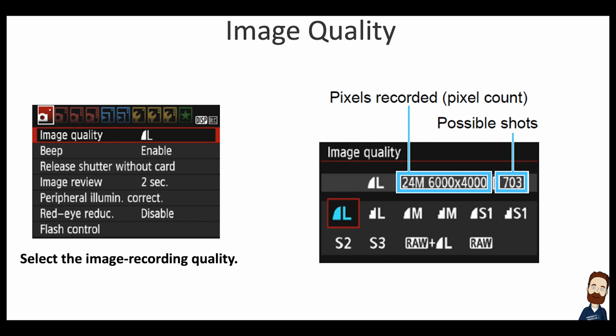It's super small JPEGs. You get an indicator of how big your file is going to be. So I'm using my full sensor, 24 megs, which is going to capture a 6,000 pixel by 4,000 pixel image with fine rendering. And based on the card I have in my camera, it's telling me I can take 703 shots with this setting. And this is where you set the image recording quality.